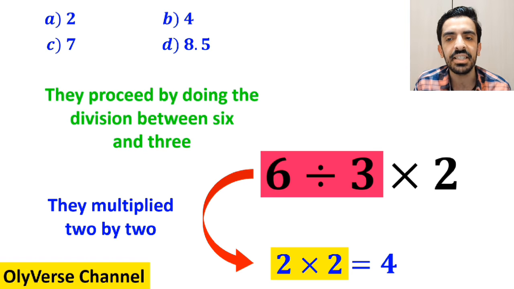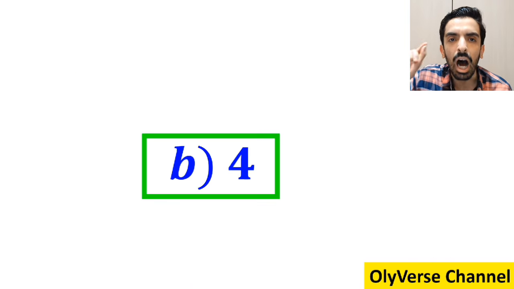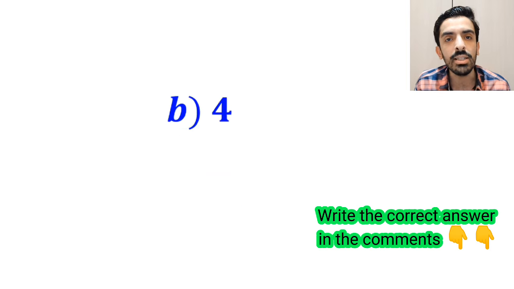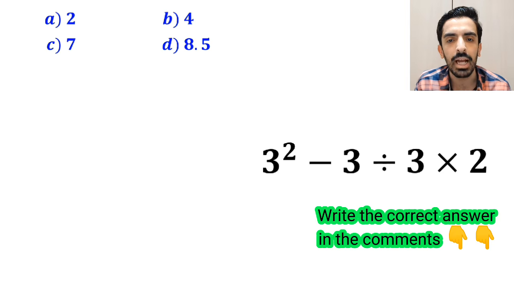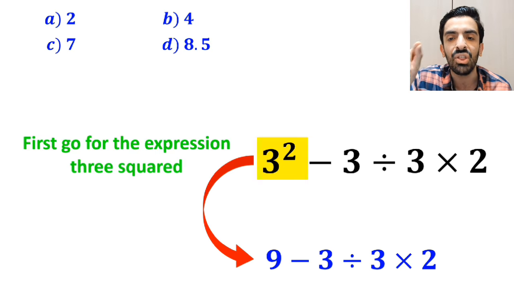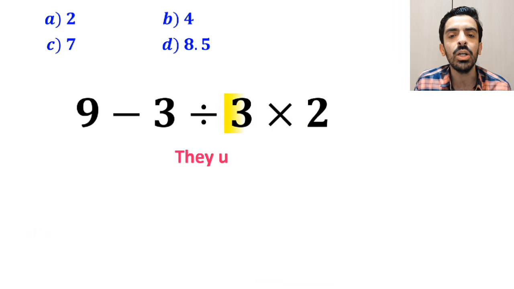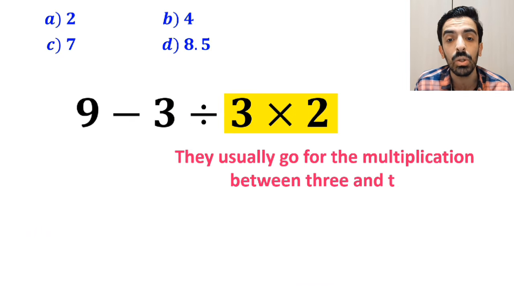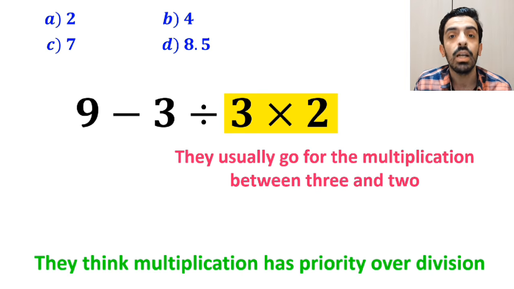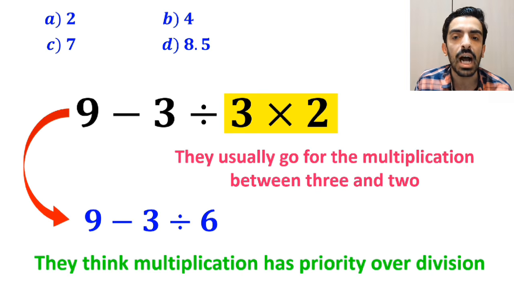Then, without any hesitation, they quickly say that option B is the correct answer to this question. But that's definitely wrong. Also, some other people, to solve this problem, first go for the expression 3 squared, and they simplify it to 9 minus 3, then divided by 3 times 2. In the next step, they usually go for the multiplication between 3 and 2, because they think multiplication has priority over division. So, they rewrite this expression as 9 minus 3 divided by 6.